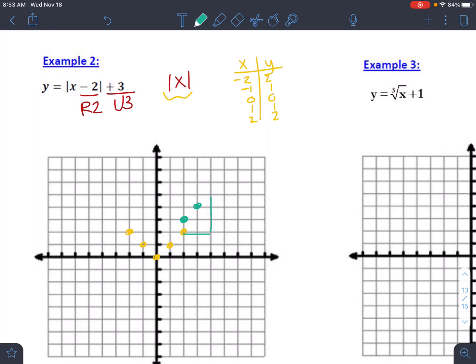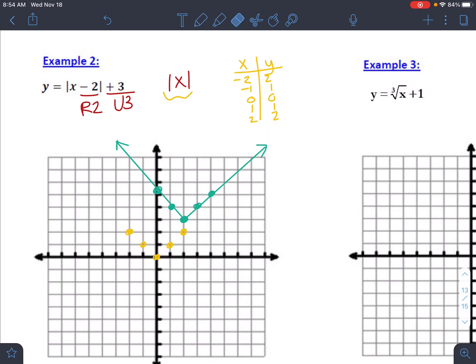Right 2, up 3, I would end up here. Keep going. Right 2, up 3, I would end up there. Right 2, up 3, I end up right here. Okay, so if you move each of those points right 2 and up 3, you'll notice we get our new graph. And for absolute value, it's kind of nice. You can see that just if I move the vertex right 2 and up 3, I pretty much just graphed the same pattern, but shifted.